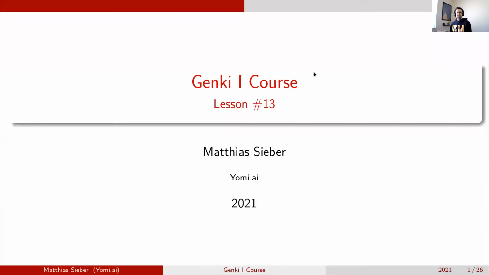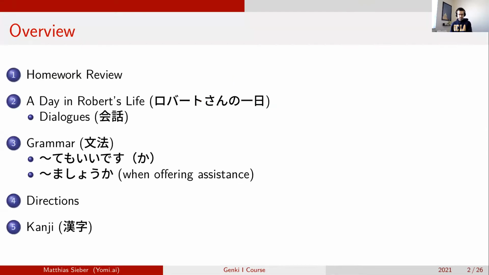Okay, so finishing up chapter 7, lesson 13. We will, as always, go over homework review. Then there are 2 dialogues that we are going to read through in the chapter Robato San no Ichinichi. And then there's only really 2 grammar points left for this chapter, well, 1.5 really, because the Mashoka we already encountered before, but we'll also cover another usage of Mashoka.